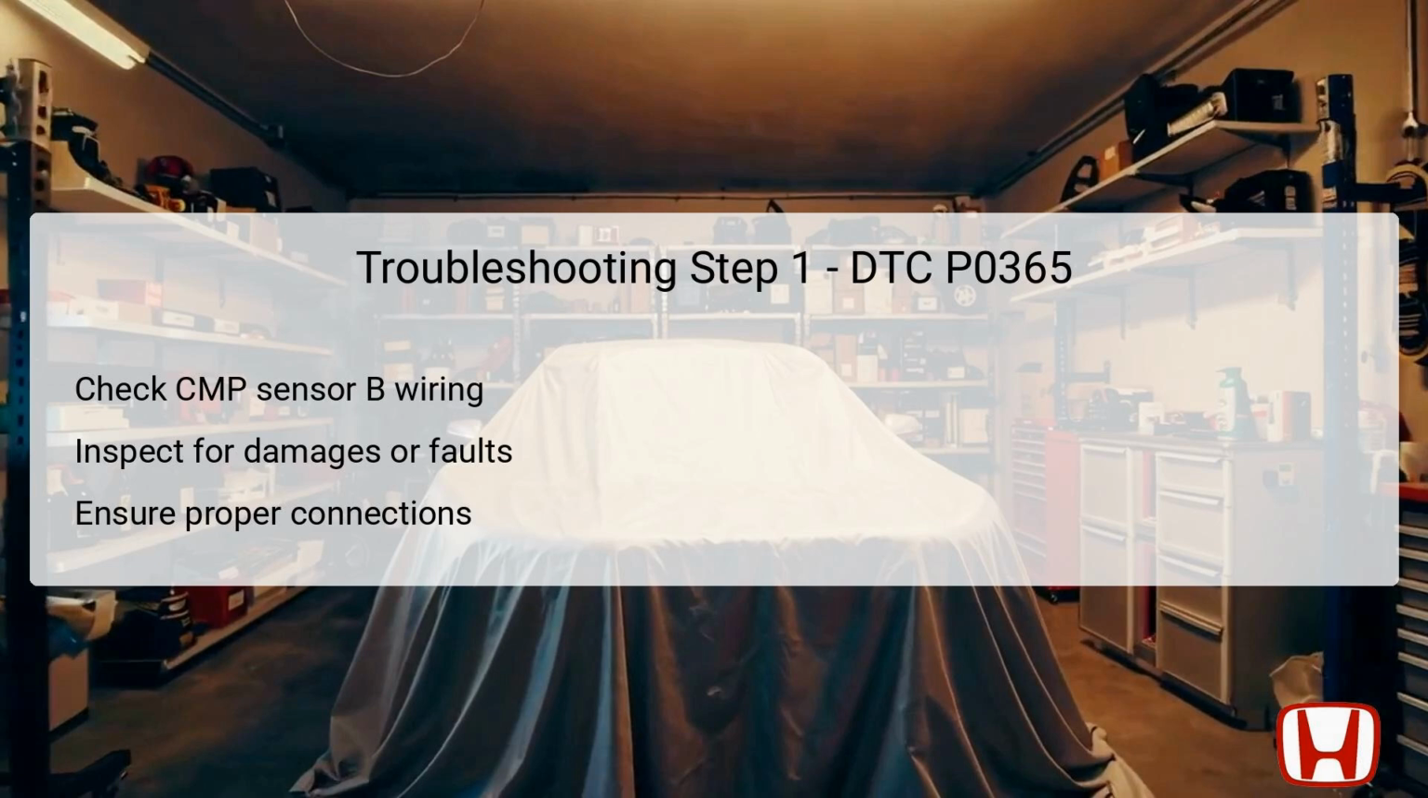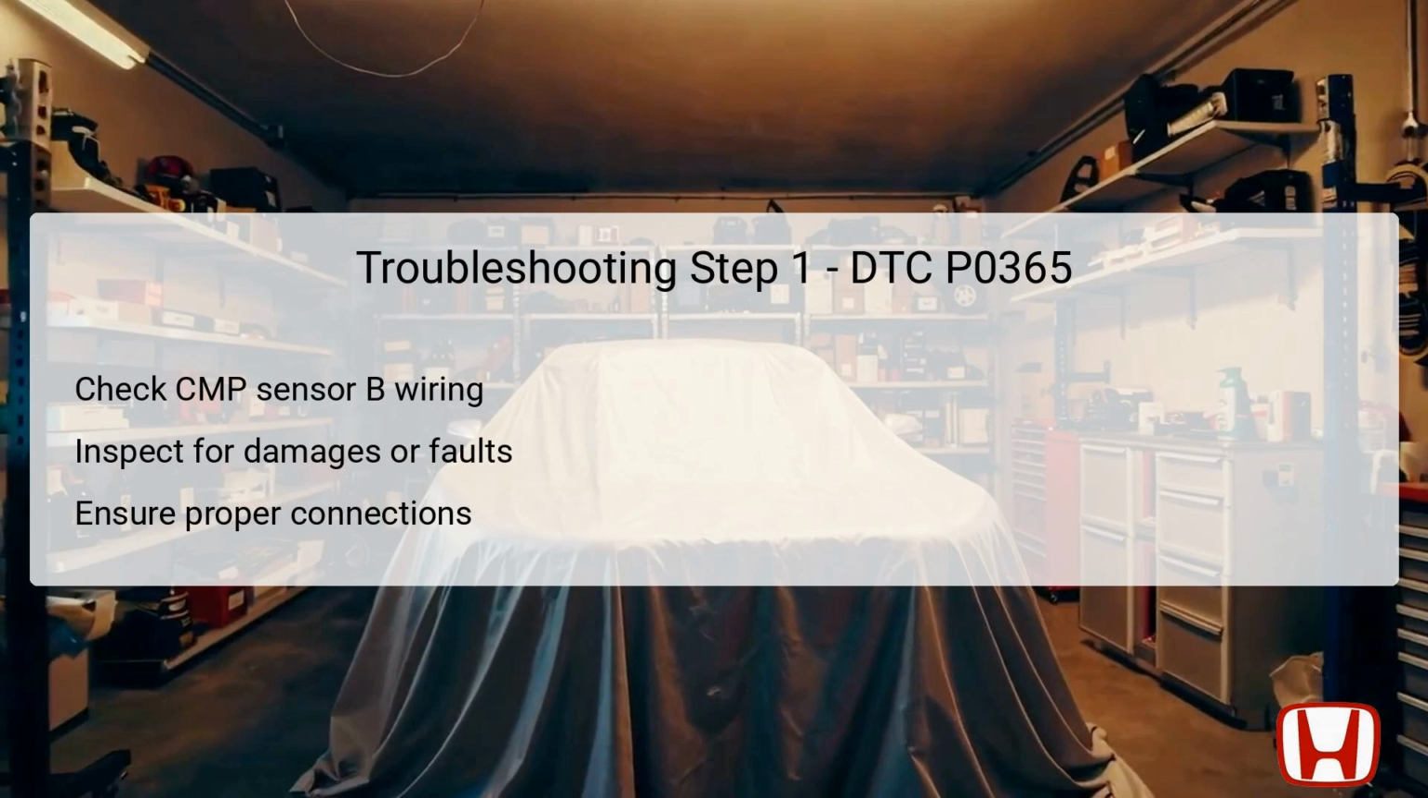The first troubleshooting step for DTC P0365 involves checking the wiring associated with CMP sensor B. This includes thoroughly inspecting the wires for any visible damages, such as frays, corrosion, or breakage. Since the sensor relies heavily on electrical signals, it's crucial to ensure that all wires are firmly connected to avoid signal interruptions. Testing for continuity can also reveal any hidden issues within the wiring.